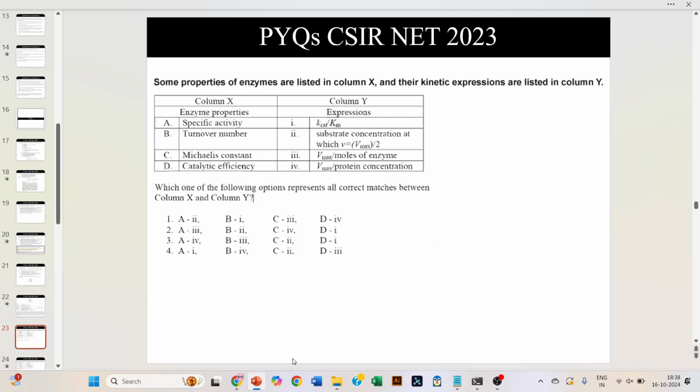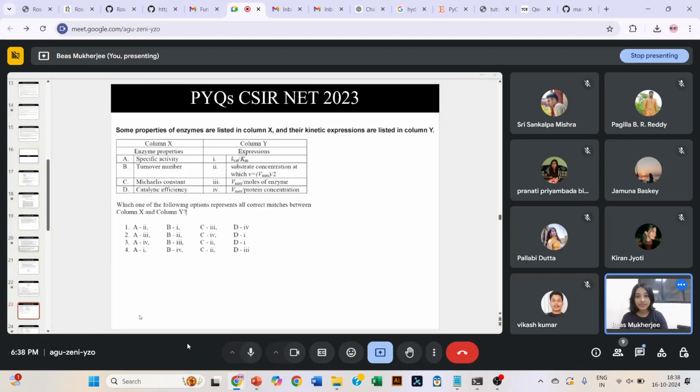Okay, this is a question on enzymes. Once again, CSIR NET 2023. So enzyme properties are given and the formula or expression is given. Okay, we had learnt about this in our previous lectures. So enzyme specificity. Which one do you think? If you remember the definition, you will be able to solve this. Michaelis constant. This should be simpler for you. See, this you must know.